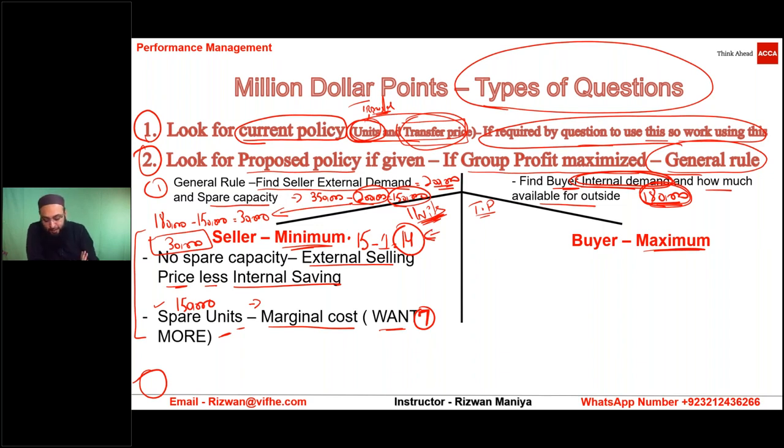This includes that. I did prove to you earlier, right? That the general rule brings you back to the external market price. Do you remember this statement that I gave? The general rule brings you back to the external selling price. Do you remember? Say yes or no. Listen, the general rule brings you back to the external selling price. Yes or no? Yes. So if it brings you back, this is the external selling price minus internal saving.